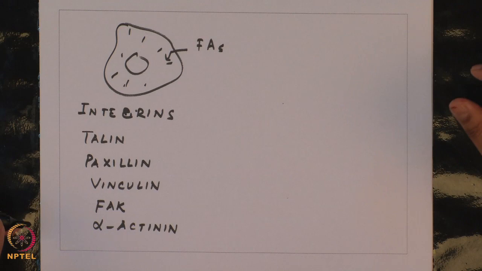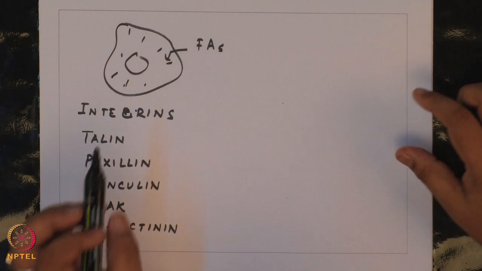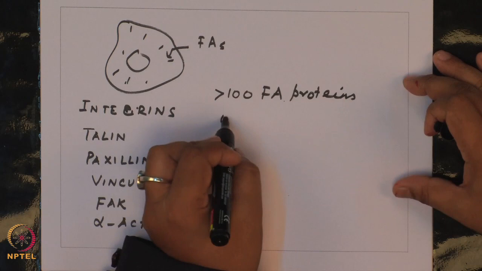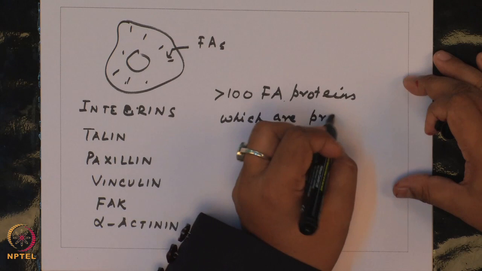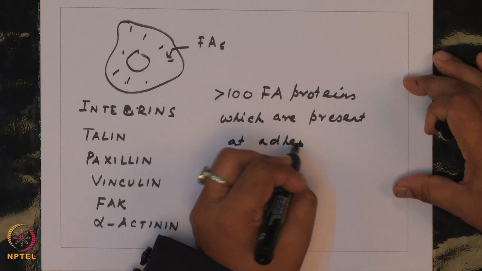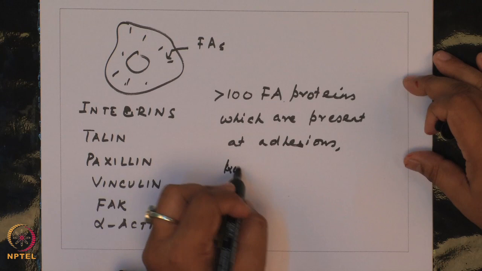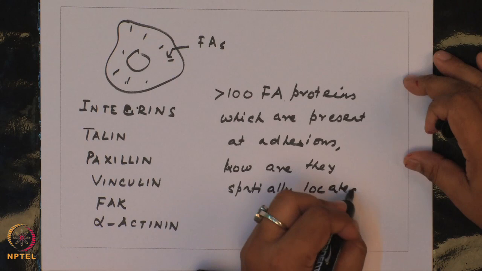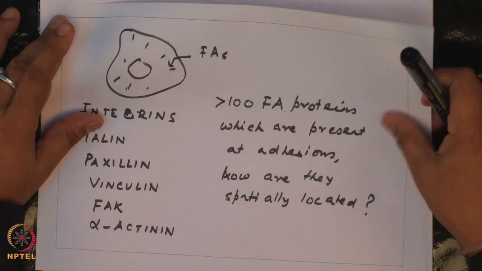Given that there are greater than 100 proteins which localize, which are present at adhesions, the question is, how are they spatially located? This question was answered by Claire Waterman-Stoder. She used super resolution microscopy.